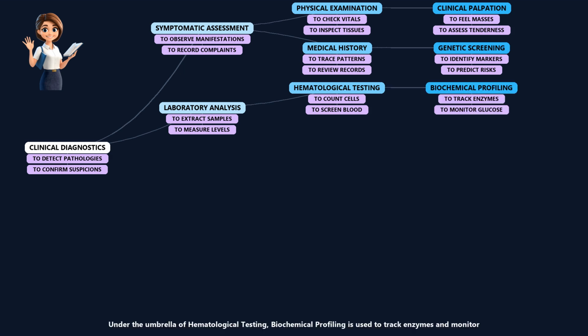Biochemical profiling. Under the umbrella of hematological testing, biochemical profiling is used to track enzymes and monitor glucose levels. In short, they are checking the sugar in your blood and how well your liver and kidneys work.